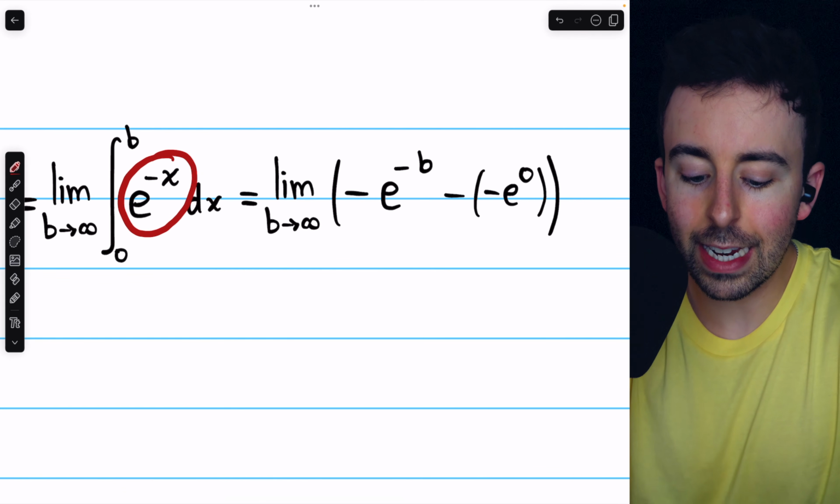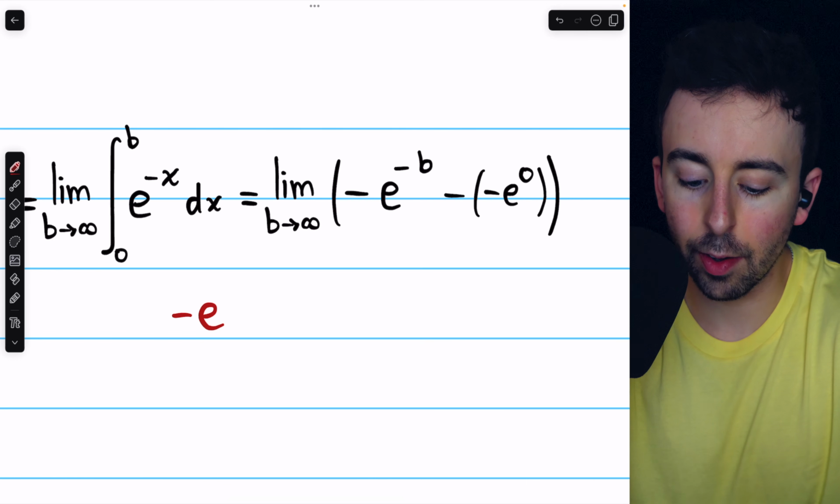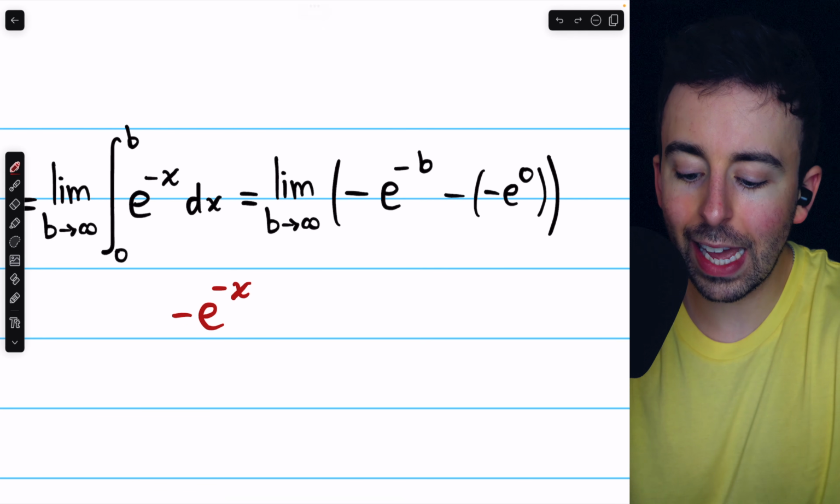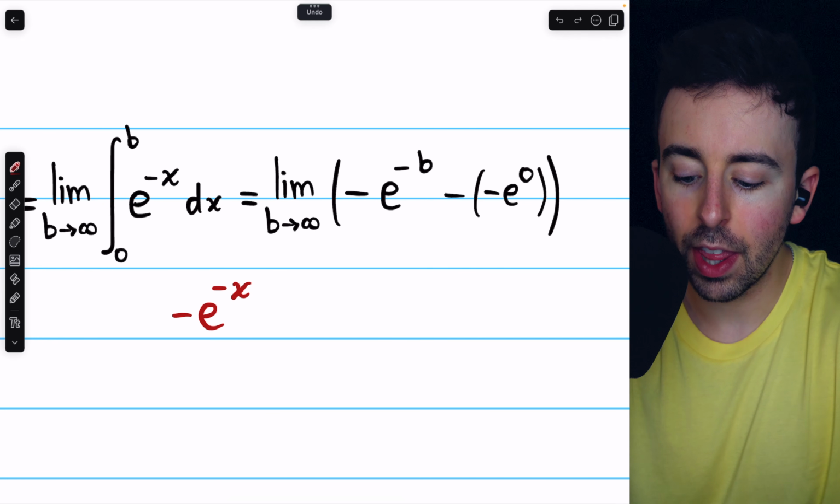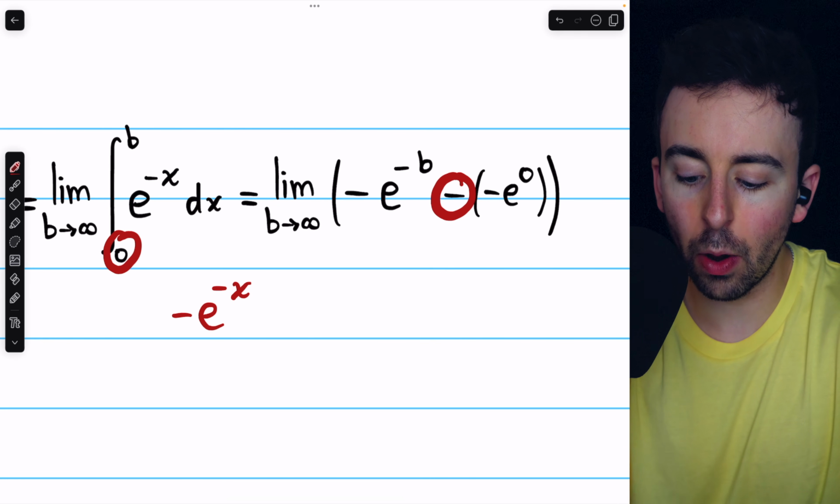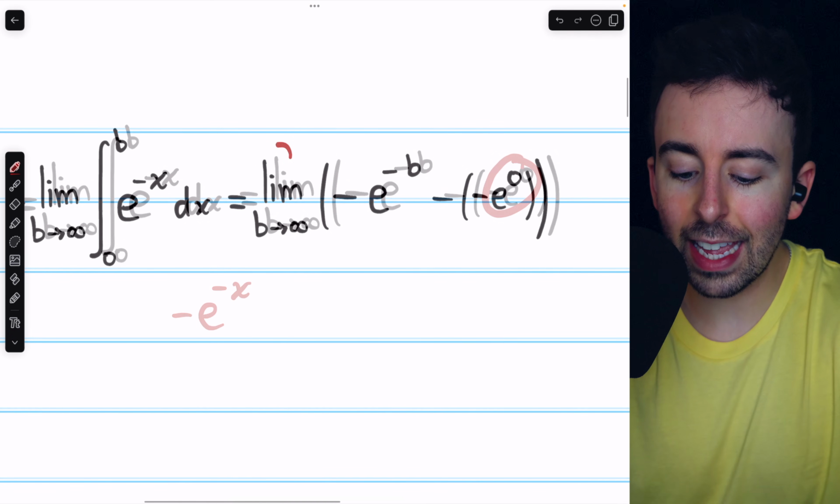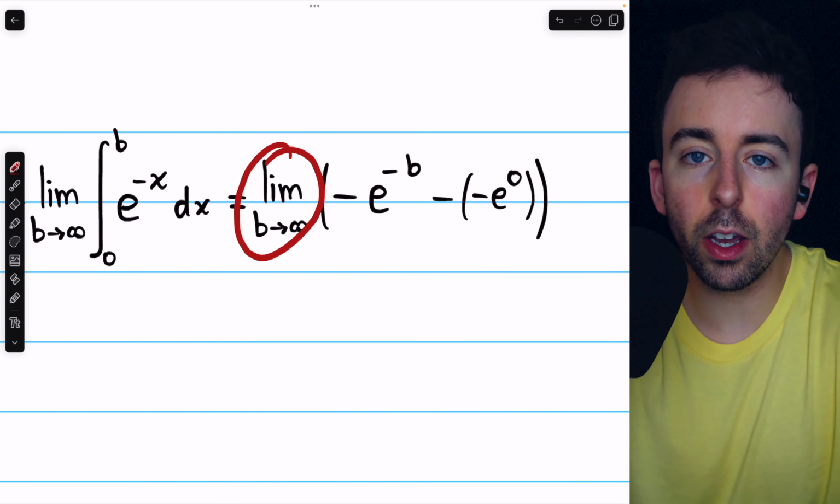The integral of e to the negative x is negative e to the negative x, and if we plug b into that, we get negative e to the negative b. Then we subtract, plugging in the lower bound of 0. So subtract negative e to the 0. And again, we're taking the limit of this as b goes to infinity.